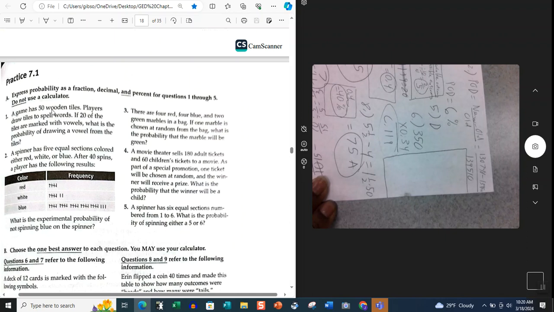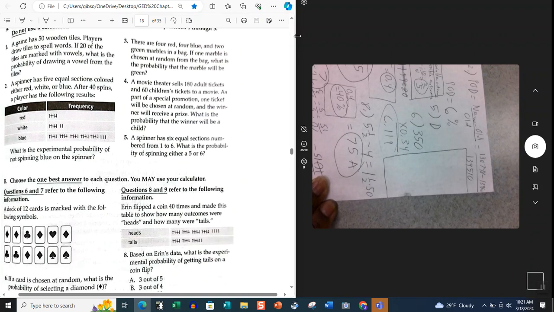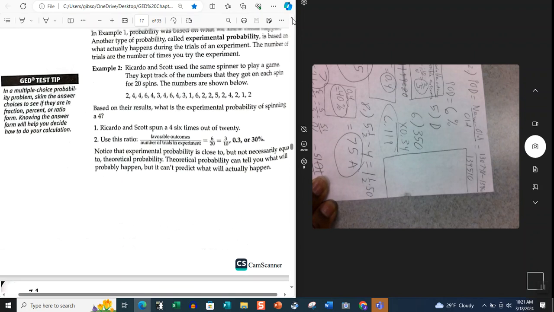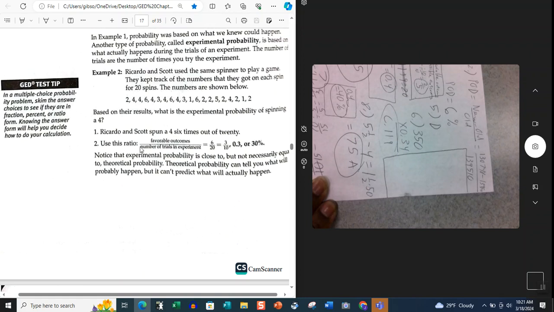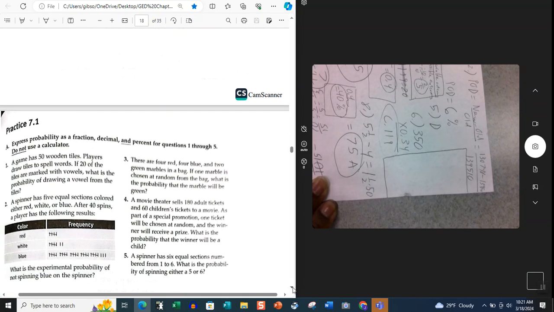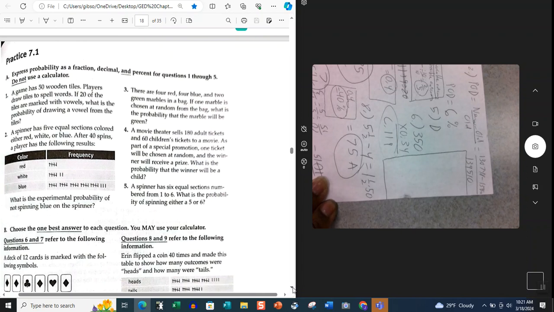it says a spinner has 5 equal sections colored either red, white, or blue. After 40 spins, a player has the following results. So we know this is experimental probability. So if we look back at experimental probability, that's favorable outcomes over number of trials and experiments. Okay, so it says, what is the experimental probability of not spinning blue on the spinner?